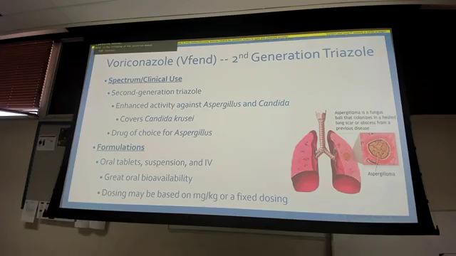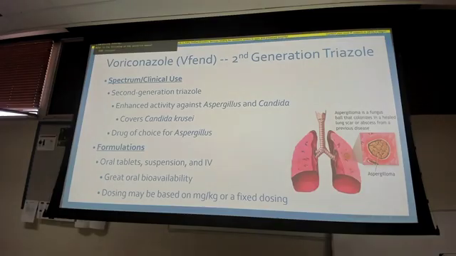So with this, it has enhanced activity compared to fluconazole. So this is gonna hit Aspergillus, which is one of our molds, as well as Candida. This also covers Candida krusei, and this is gonna be our drug of choice for Aspergillus. So again, drug of choice for Aspergillus. With the formulations, we have oral tablet, suspension, and IV. We have great oral bioavailability, and again, doses can either be on a fixed dosing schedule or mg per kg.